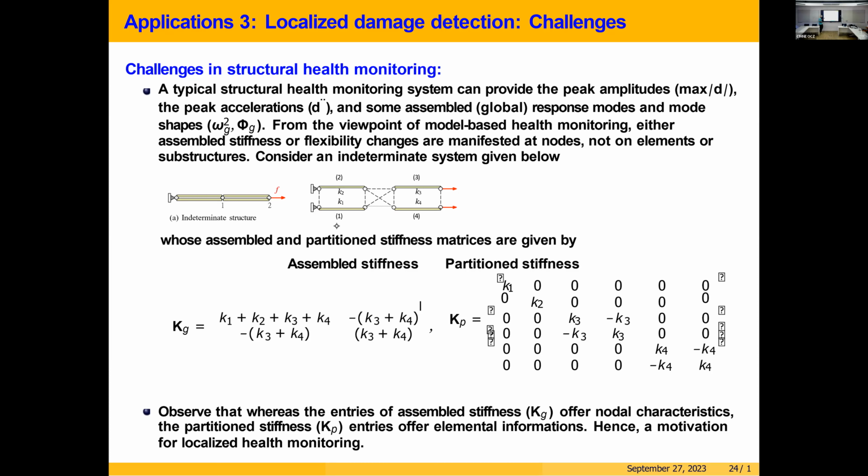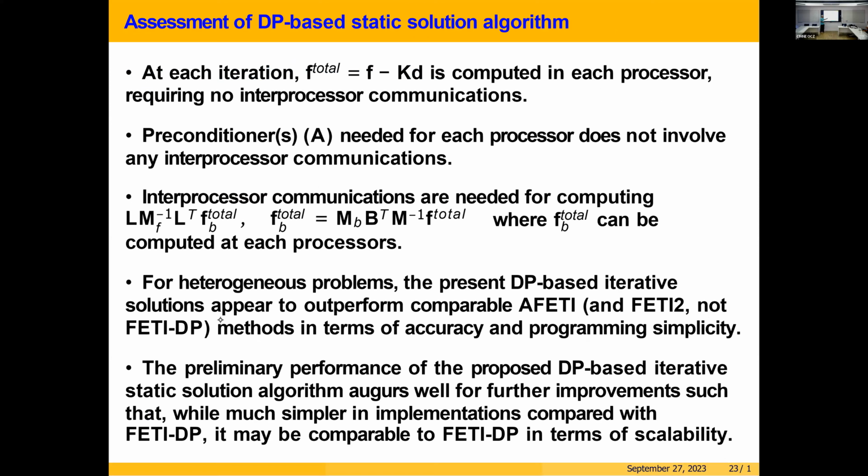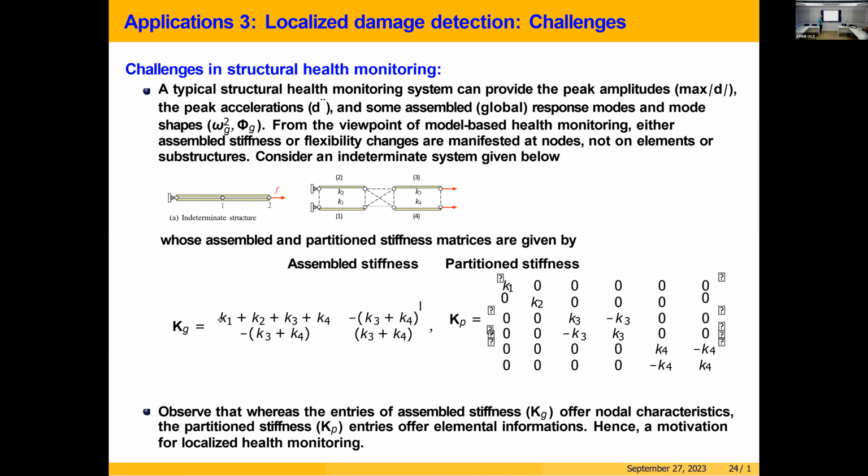So when you assemble this thing, suppose that this K3 changed. It doesn't really affect that much when you assemble. But when you see the partition, when K3 changes, you see right away over here. So that is the power of the unassembled system, how it can be utilized for damage detection.